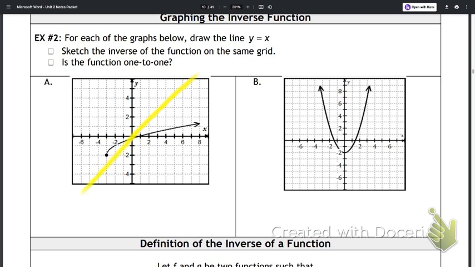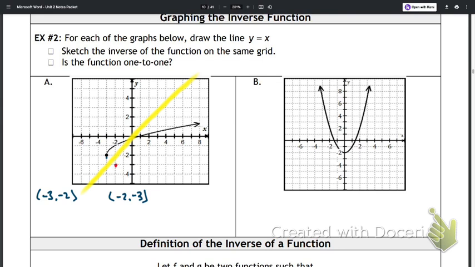Okay, so then what we're going to do is we're going to take ordered pairs that we have. For instance, we've got the ordered pair right here at (-3, -2). Well, that will become the ordered pair (-2, -3). So I'm going to go ahead and graph that. The ordered pair (-2, -3) is going to go right here.